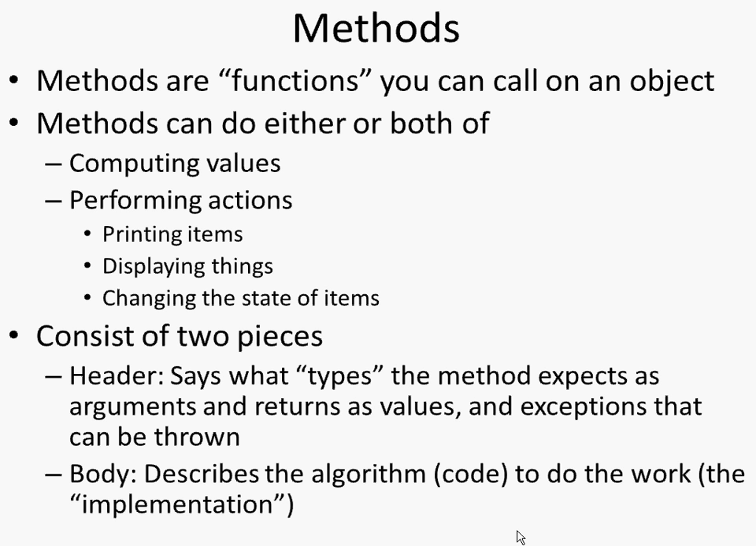So methods can commonly do one or both of two things, compute values and perform actions. They either change the state of the program by doing something like printing something out, displaying something, or making something visible or invisible, or they compute a value. And there's basically two pieces. The header says what types of arguments the method expects and returns as values and exceptions that can be thrown. And then the body, which describes the code, the how, okay? And method bodies consist of variable declarations and statements, and statements are commands.